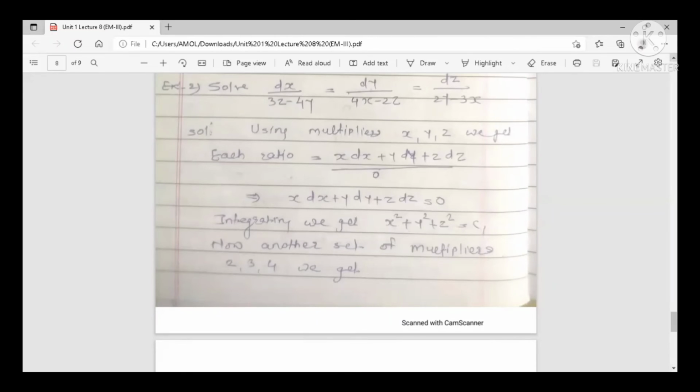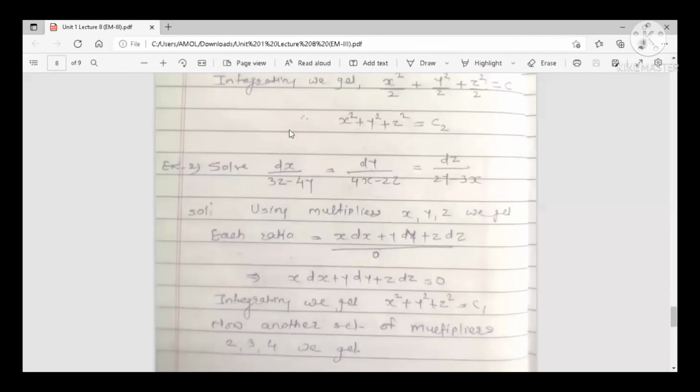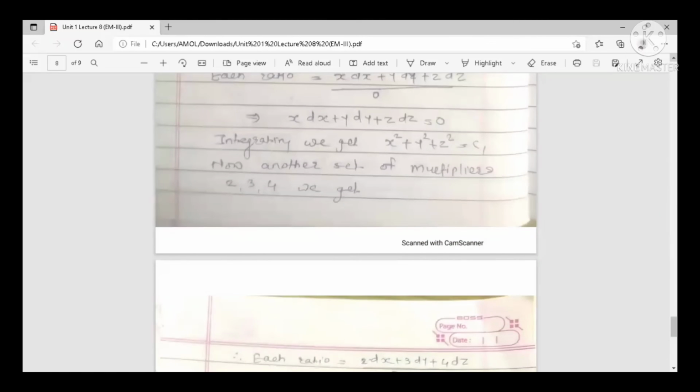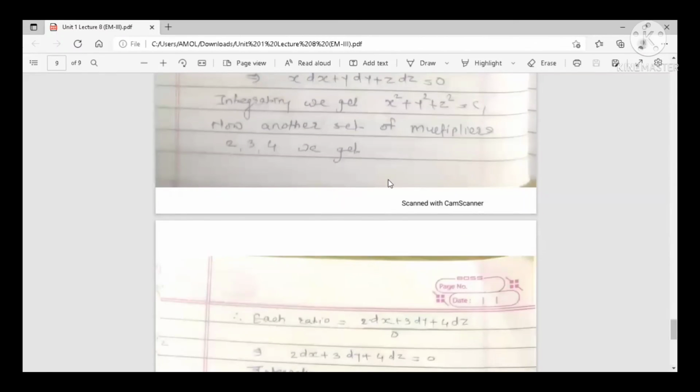Now to get another set of solution, use here the multipliers 2, 3, 4. It is on a trial and error basis. You have to find the set of multipliers with your logic. So if we multiply the first term by 2, the second term by 3, and the third term by 4, and add all the denominator terms, then we have the value 0. So this is the second set of multipliers 2, 3, 4. Now the denominator is 0. You multiply the numerator also by these multipliers 2, 3, 4.